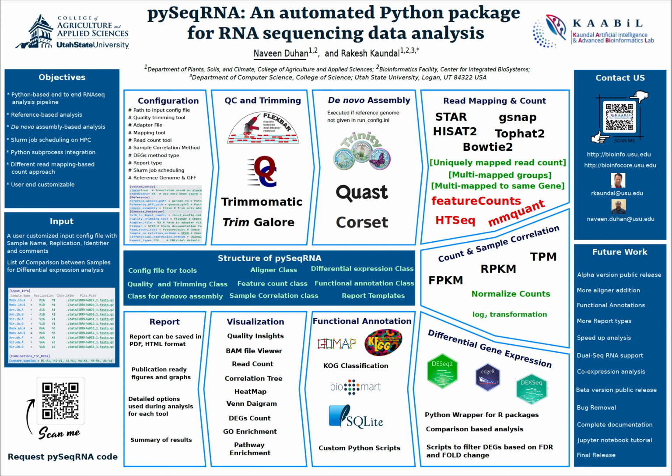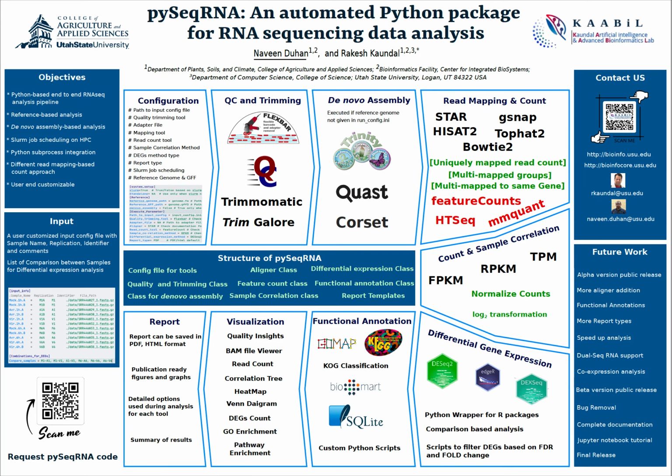If the reference genome is given in the main configuration file, then it will directly go to the read mapping. Otherwise, first it will assemble the raw reads with Trinity, and then quality check of the assembly is done by Quast, and Corset is used to create the unigenes. For read mapping, we have implemented 5 aligners. A user can choose any one of them: STAR, HISAT2, TopHat2, Bowtie2, GSNAP.